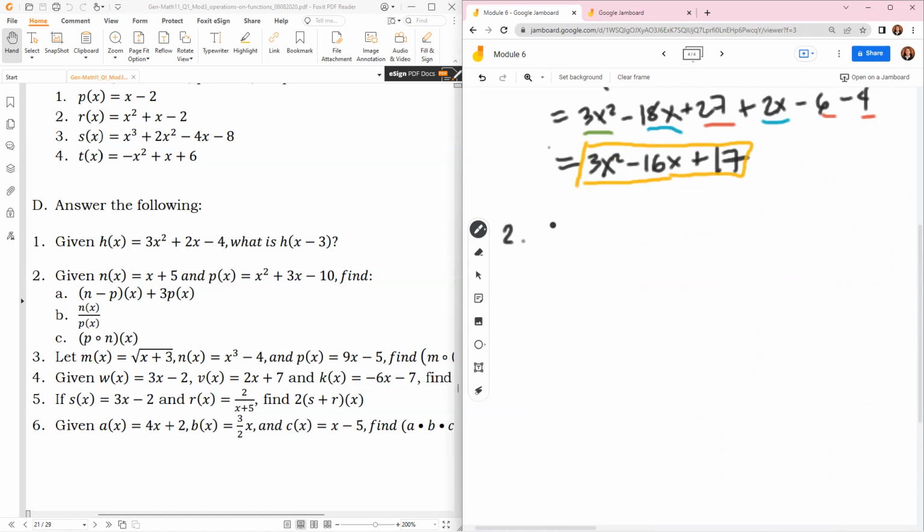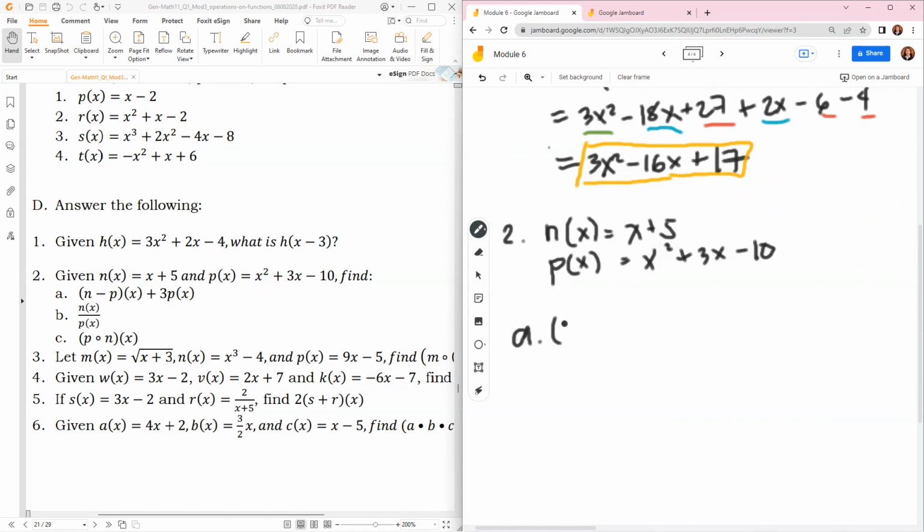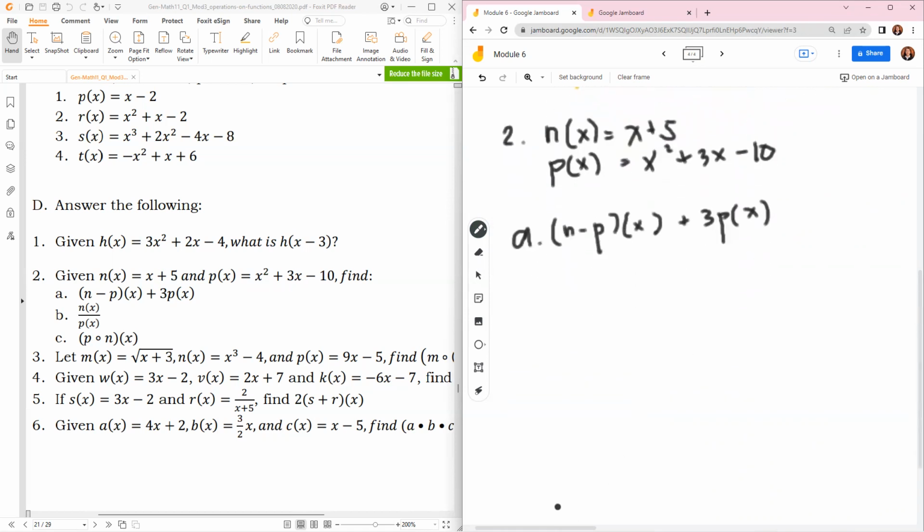So number 2. Given nga n of x is equal to x plus 5 and p of x is equal to x squared plus 3x minus 10. Find the following: n minus p of x plus 3p(x). Okay? So let's try to, naa tayo duha ka terms ani.